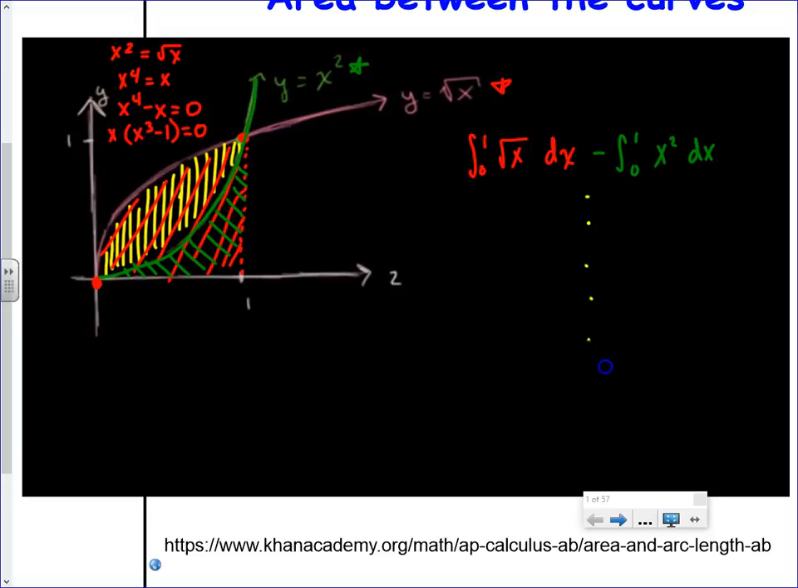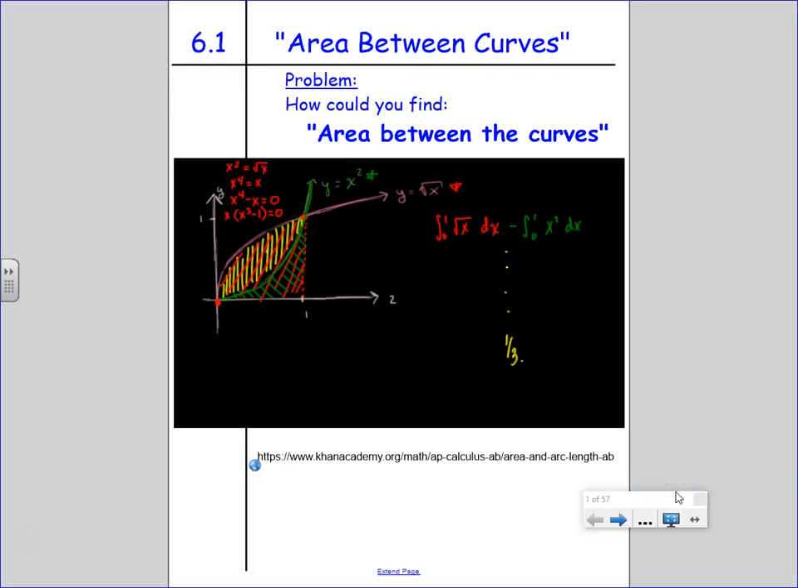ended up getting? Yes, 1/3. Why do you think I'm not going to spend time? I wouldn't say waste time, because some of us could use this practice. Why am I not going to spend time solving? It's review. Does that make sense? Okay. So, do we have the answer to this question, the area between for this problem?